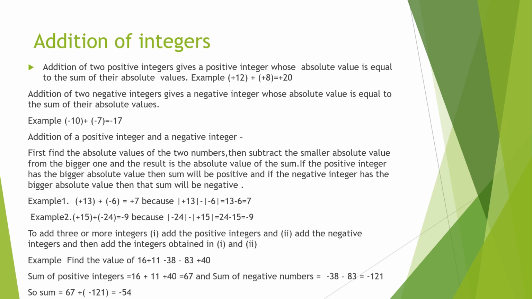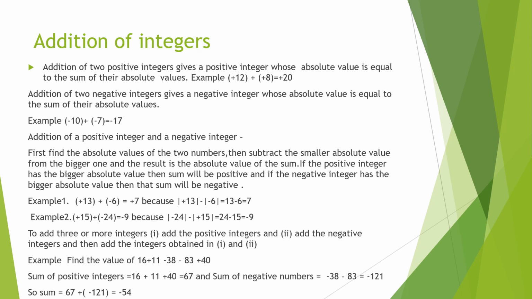Addition of integers. Addition of two positive integers gives a positive integer whose absolute value is equal to the sum of their absolute values. So if we have to add two positive integers, the sum will be a positive integer. For example, plus 12 plus 8. Absolute value of plus 12 is 12. Absolute value of plus 8 is 8. Therefore, sum is 12 plus 8, 20 with the positive sign.